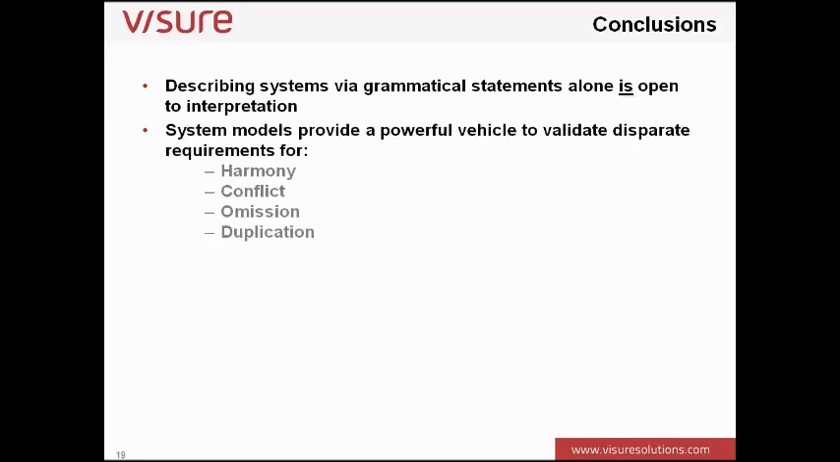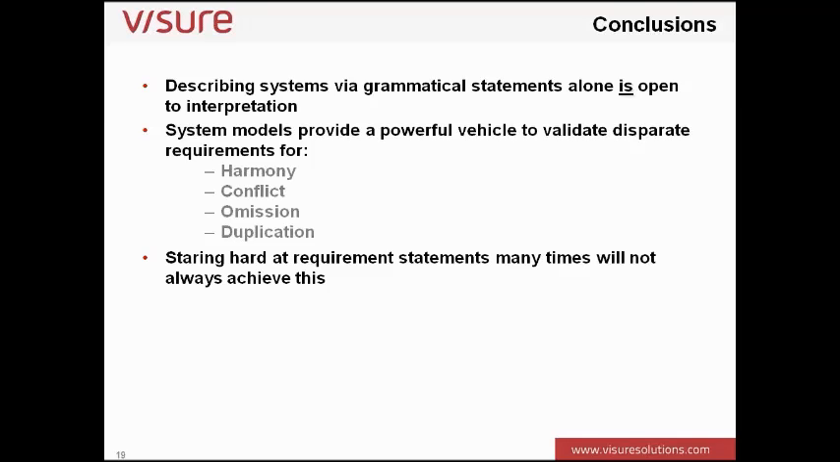System models provide a powerful vehicle to validate disparate requirements. And what we're looking for here is harmony between the requirements. We're looking to tease out conflict between the requirements. And most importantly, particularly with the models, is to ensure that we tease out omission, to tease out any requirements that have not been included in the textual description alone. And finally, also to try and get out duplication of requirements where possible.